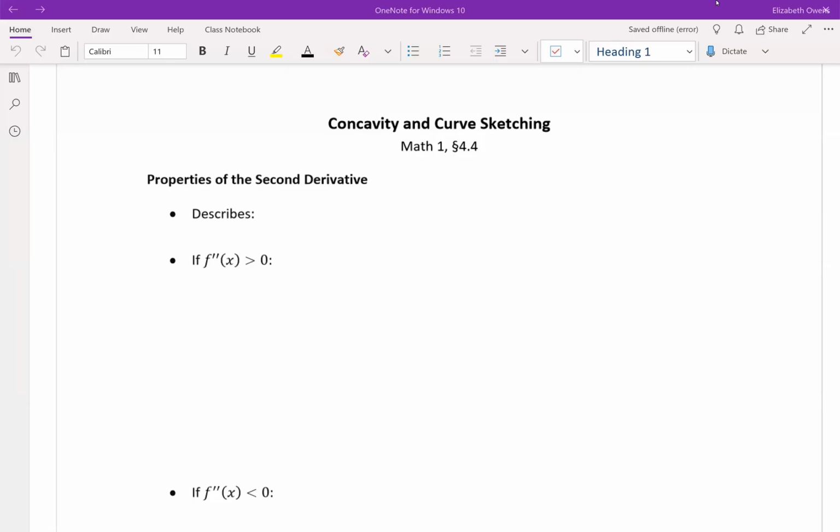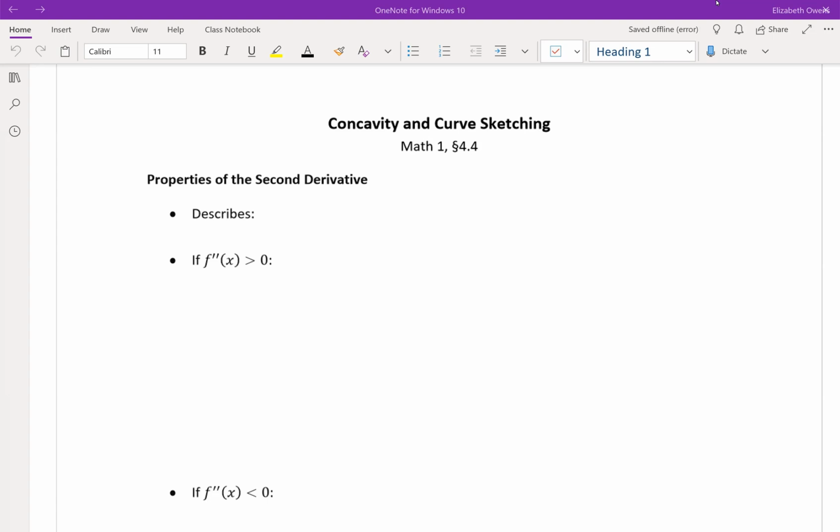Hello, and welcome to section 4.4 on concavity and curve sketching. In this section, we're going to start out with some basic information about the second derivative and what effect that's going to have on a function's behavior.